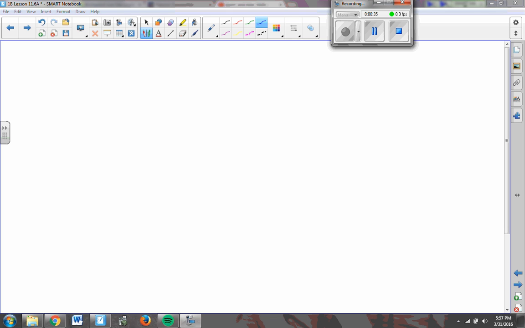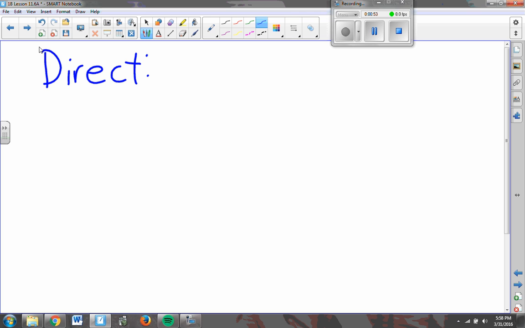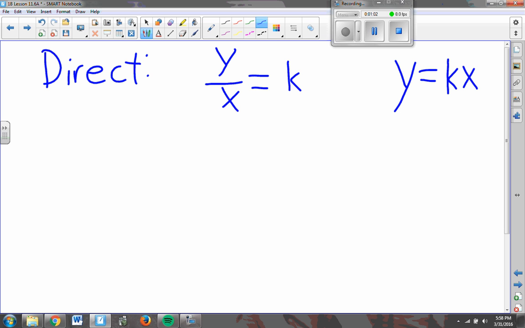When we have direct variation, that means that the ratio of the x and y variable is always equal to some constant. Okay, so direct variation is like this. So y divided by x is equal to some number k, or y is equal to k times x. Anything that you can write as y is equal to k times x is known as direct variation.